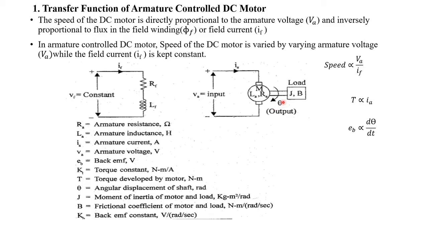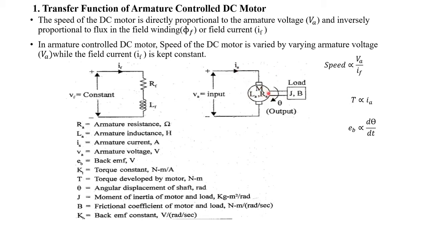Now here there will be a generation of the torque, isn't it? This torque will be directly proportional to the current in the armature winding, that is IA. This is one relation, a derived result. The generated torque will be directly proportional to the armature current IA.